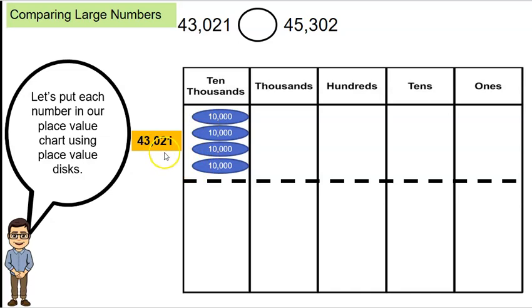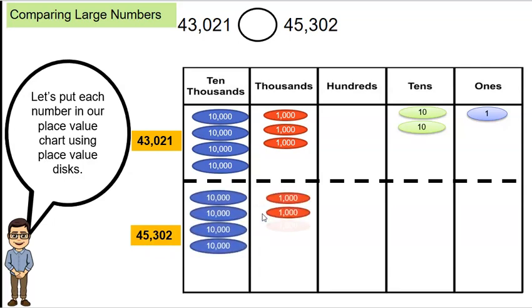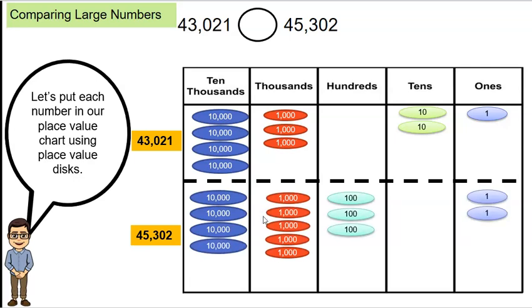How many thousands do I have? So I have 3,000s, good. And then I have two 10s and one 1. Then I have 45,302. So here I have four 10,000s again, 5,000s, 300s, and two 1s.